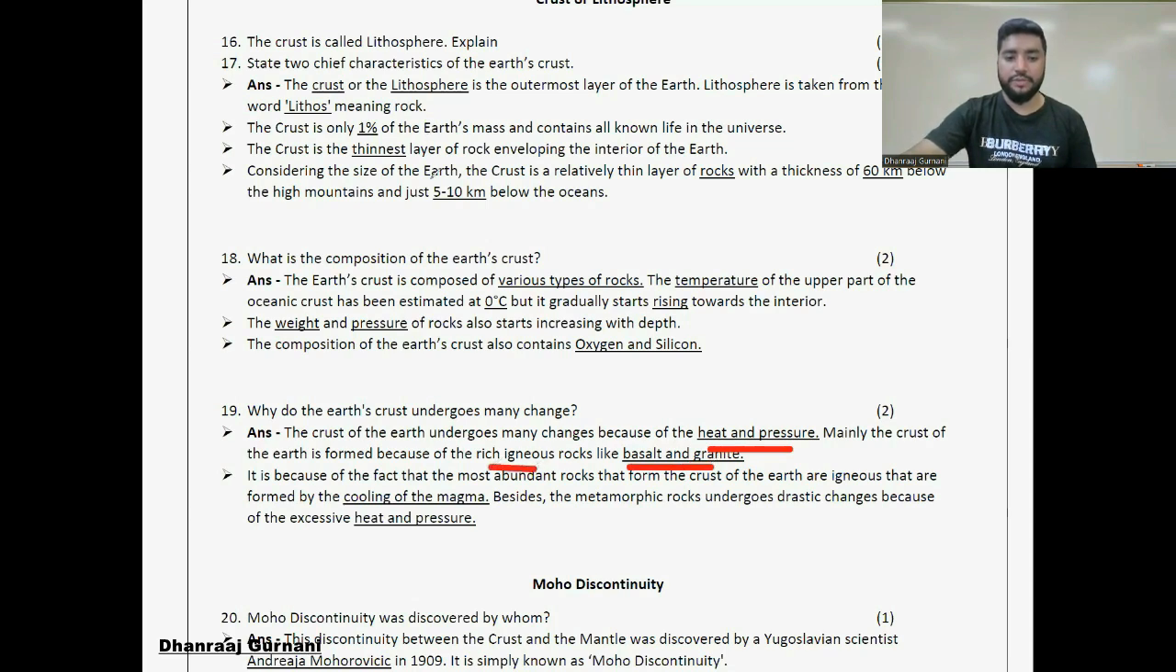Second point, most of the abundant rocks that form the Earth's crust are igneous. They are formed by cooling of the magma. And secondly, besides, metamorphic rocks undergo drastic changes because of excessive heat and pressure.